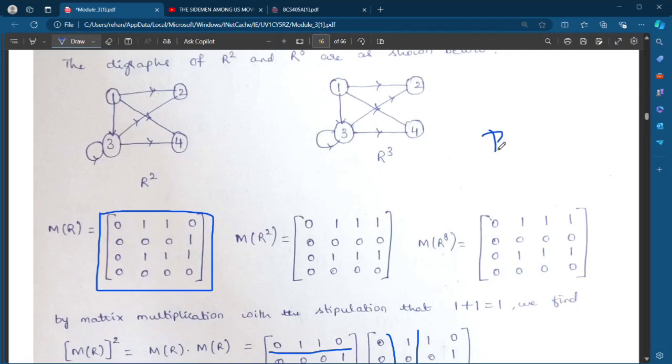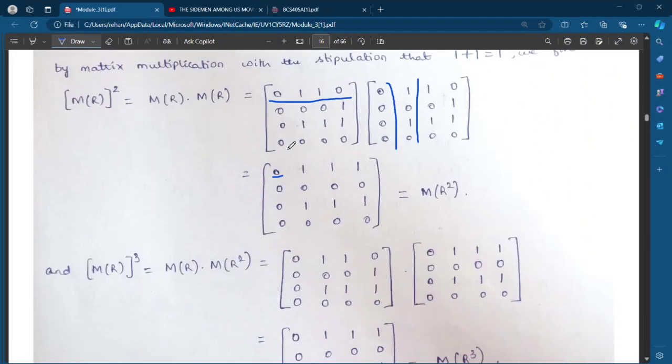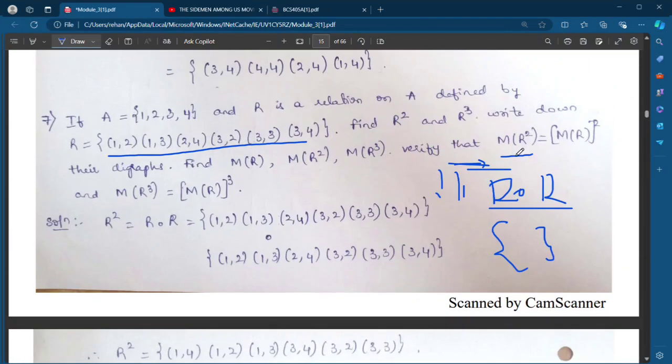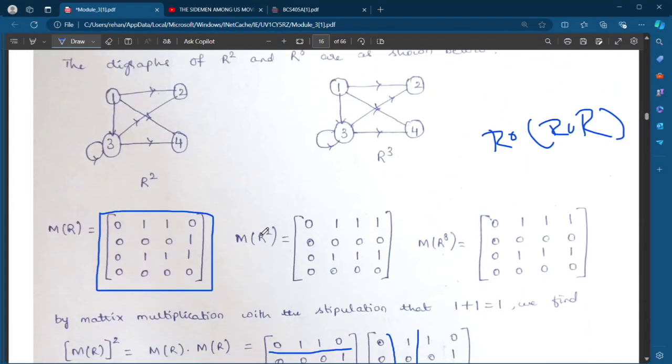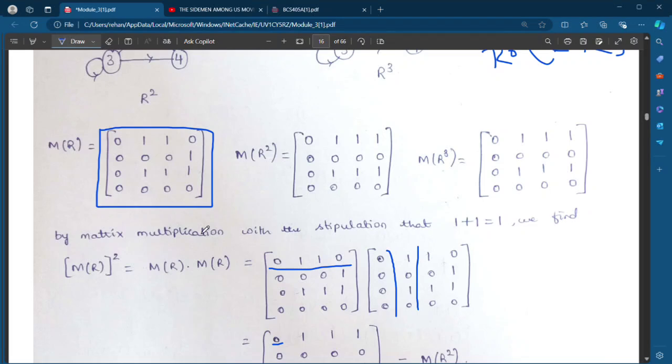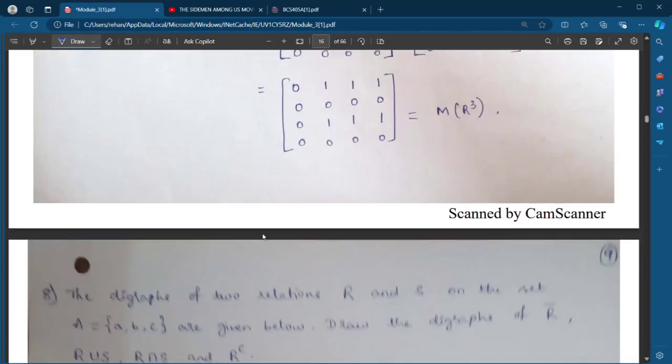How will we write MR cube? That is R composition of R composition R. Find this, whatever you get, on the digraph like that. Now see, in the question whatever they have asked, now you can put our answer. Okay, MR square is equal to MR the whole square, MR cube is equal to MR the whole cube. MR the whole square can be written as M of R into M of R. Okay, M of R square is nothing but you are drawing the graph of R composition R.